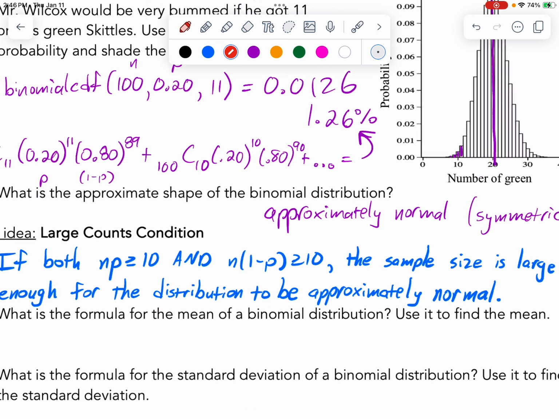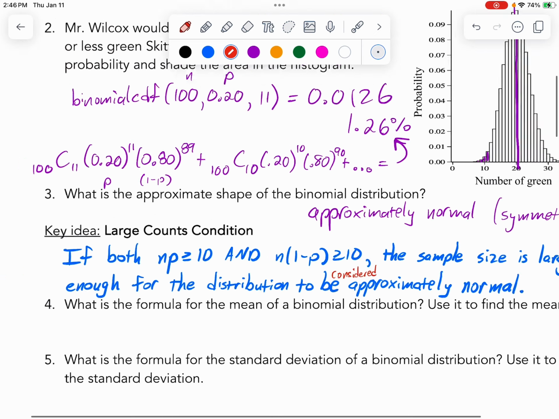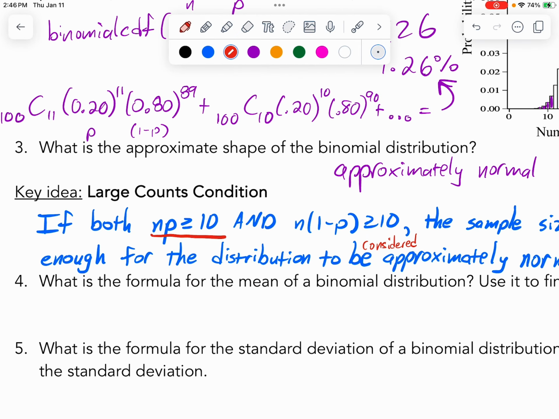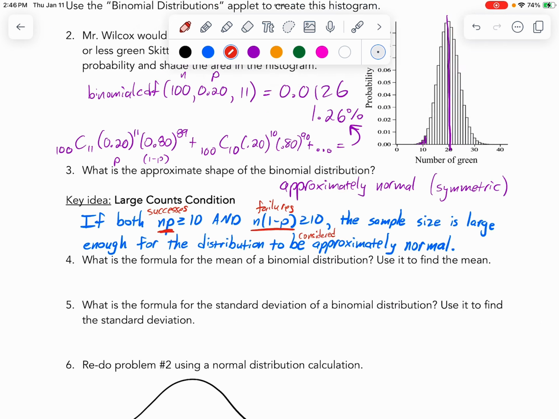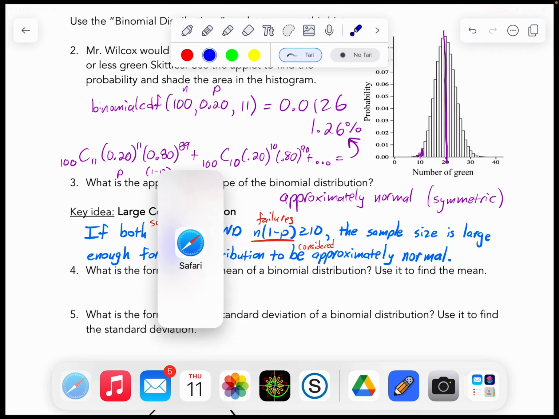Maybe I should say to be considered approximately normal, all right? Also, some other ideas, isn't n times p my successes, and n times 1 minus p my failures. So once I get to the point where both my successes and my failures have eclipsed 10, that's large enough to be considered normal. Let me go back to the applet and explain this.